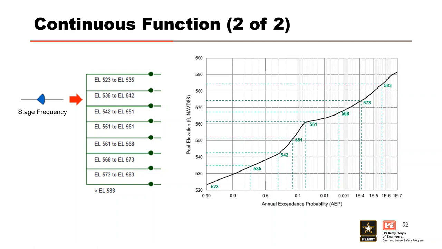Here is an example of a continuous loading branch for a stage frequency curve. In this example, the stage frequency curve defines the hydrologic hazard and is split into 8 different intervals. As shown, these intervals do not have to be even, but they must encompass the entire range of loading.